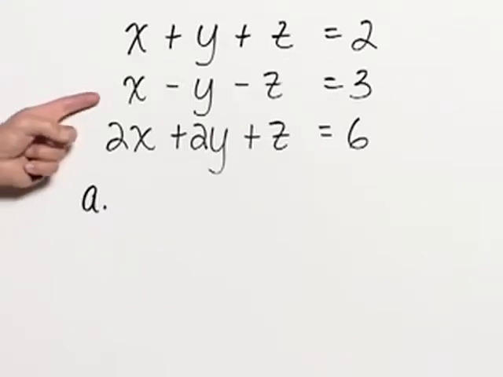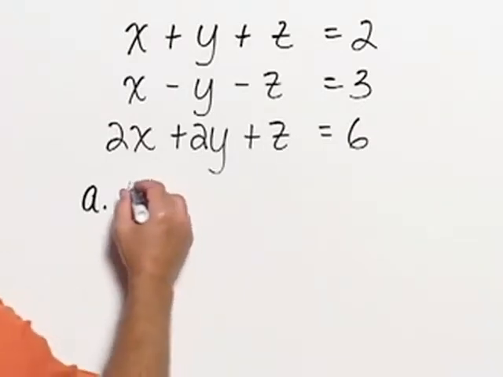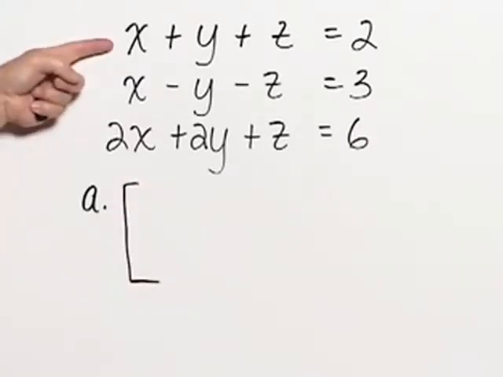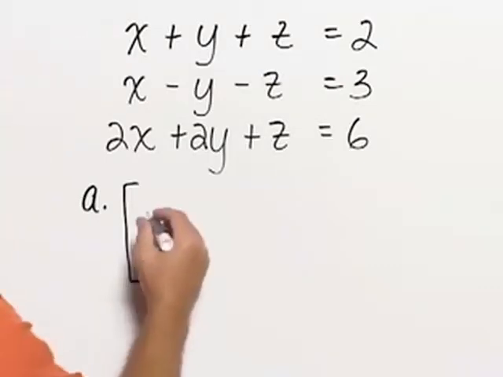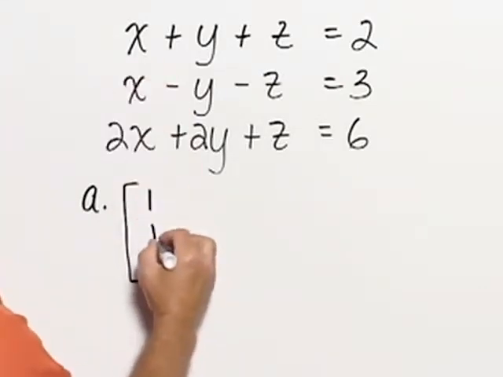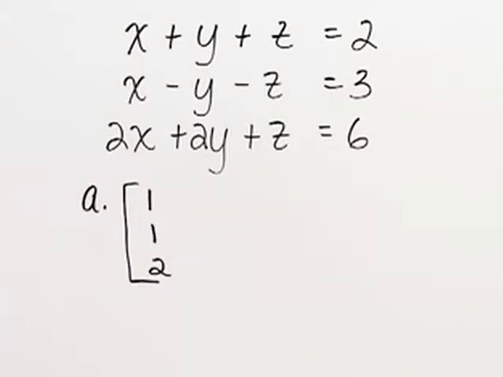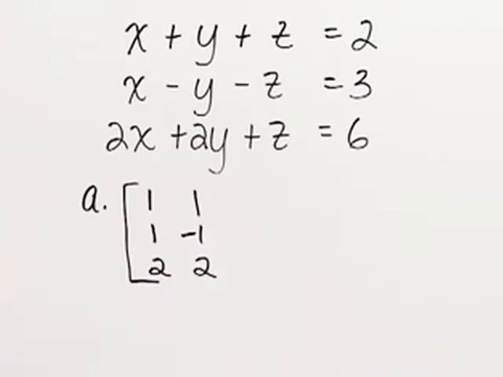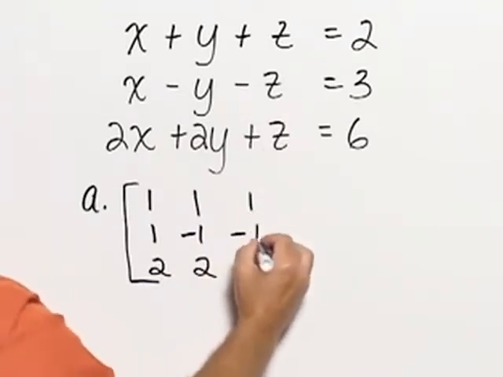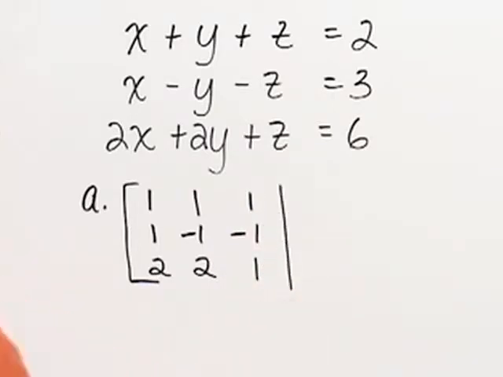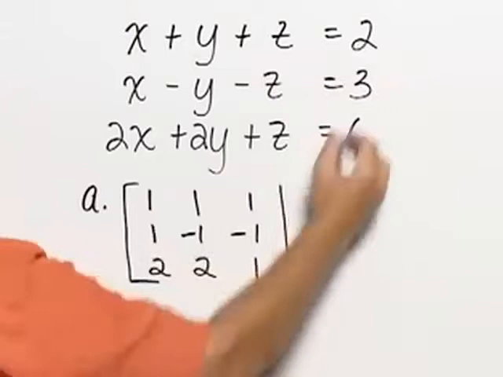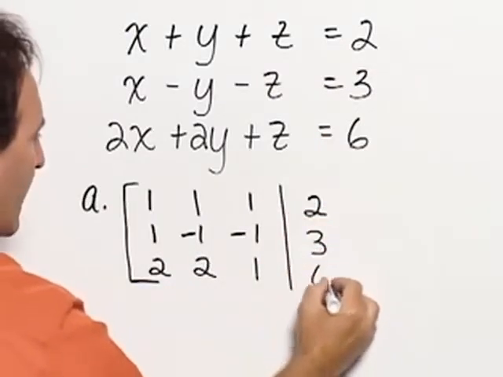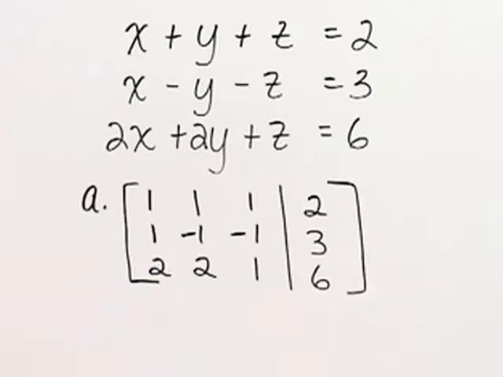So here we have the system of 3 equations and 3 variables, and we want to write the augmented matrix. So we take the coefficients of the variables and we write them. So for x, it's 1, 1, and 2. For y, it's 1, negative 1, and 2. For z, it's 1, negative 1, and 1. We draw our line, and now we write 2, 3, and 6, and there we have our augmented matrix.